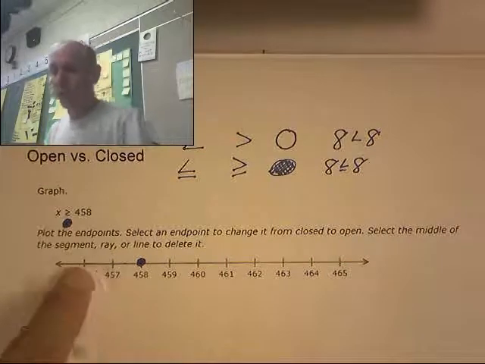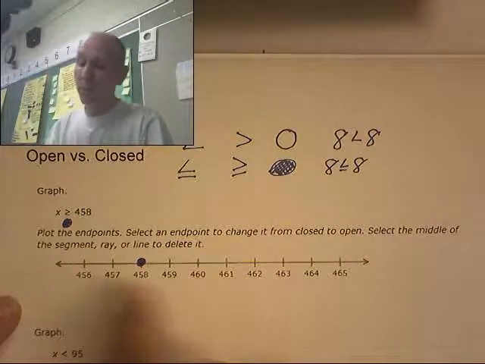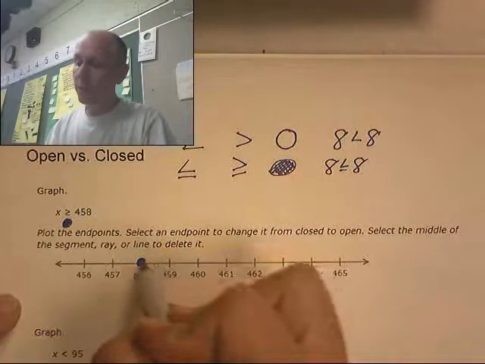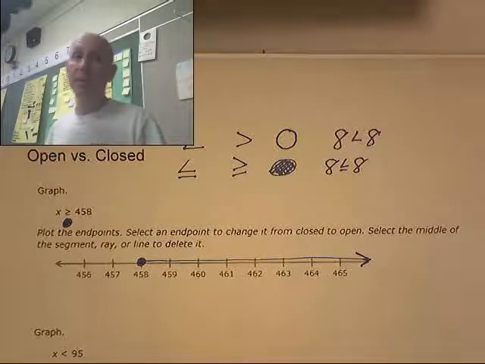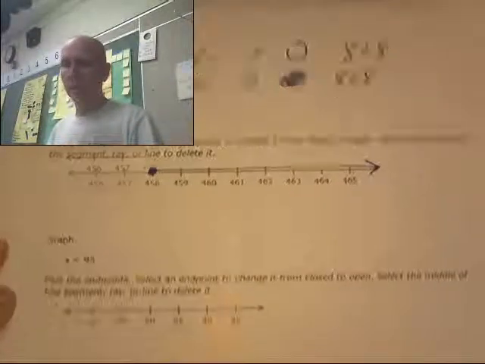Well, which numbers are greater? Are these the greater numbers? No, these numbers are less than. These are the numbers that are greater than. That's how you graph it. Next one.